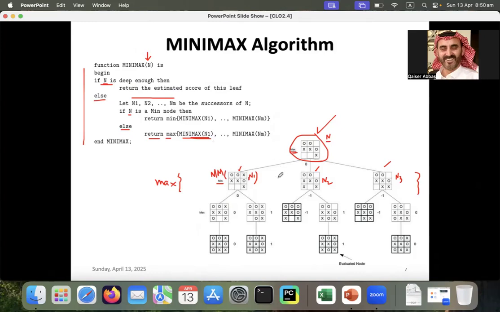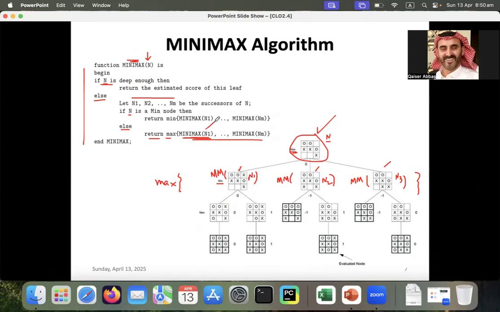And then comma, and here I am writing again m. This is for the n2. Similarly, m, and this is for the n3. Now this whole statement is done. And here we are calling the minimax algorithm again with the new nodes n1, n2, n3.